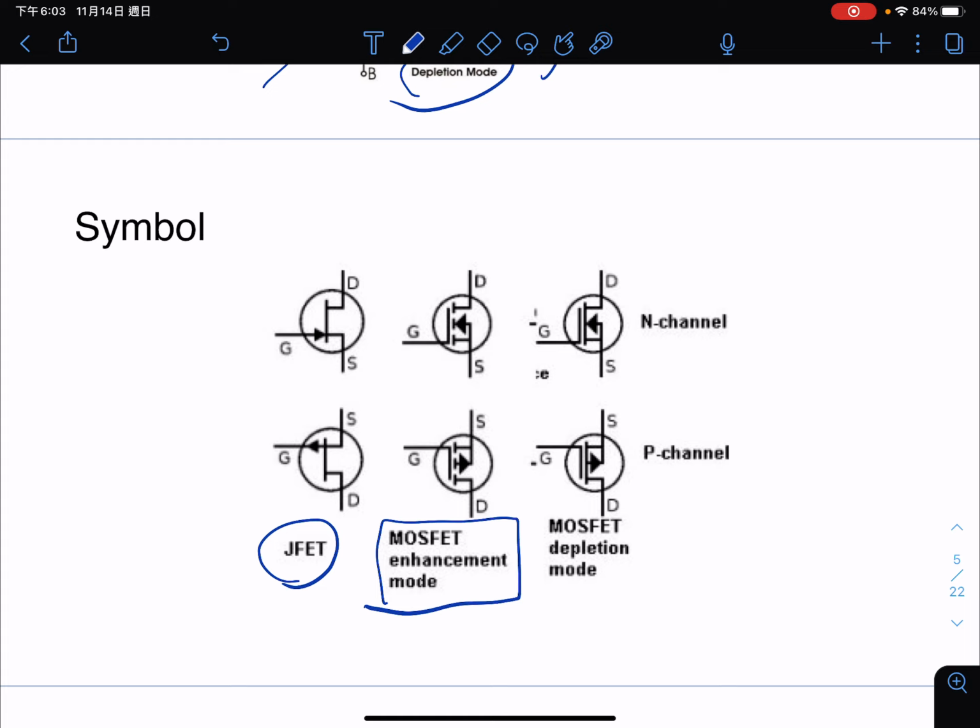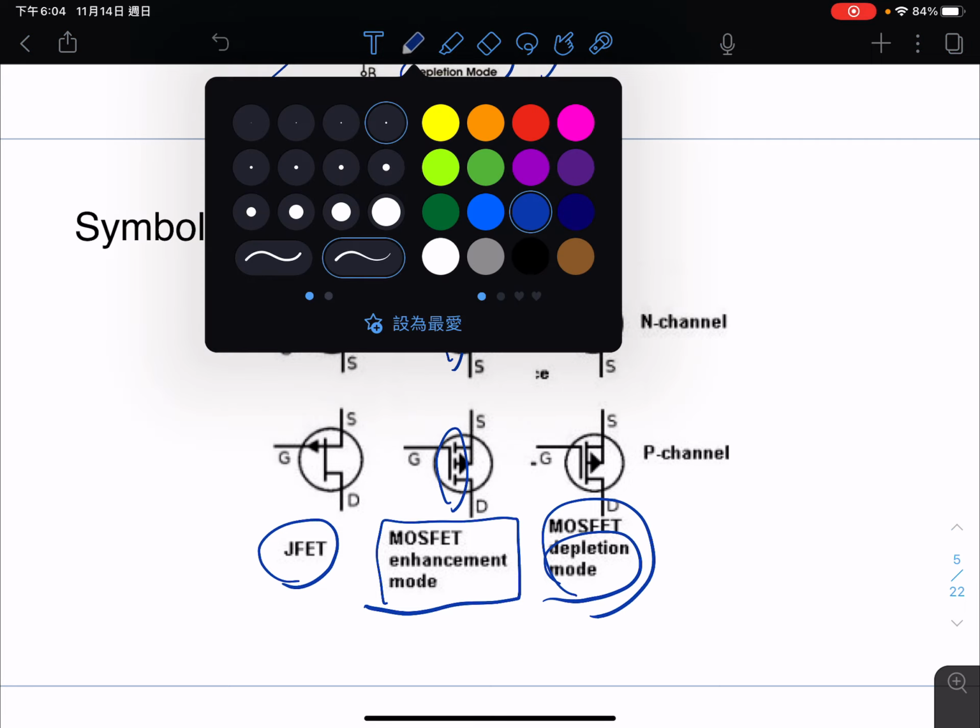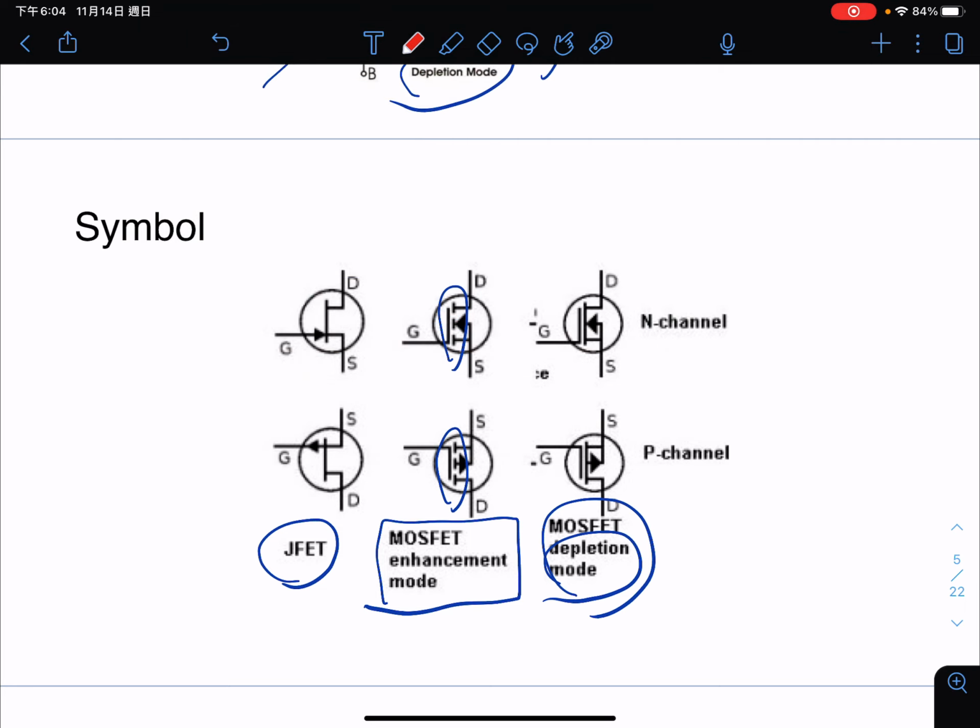This is the older version of the field effect transistor, called the junction field effect transistor, and this is the MOSFET, but this is the depletion mode. The way to identify it is that the enhancement mode has a dashed line here, just as we stated before, and the depletion mode has a solid line here.